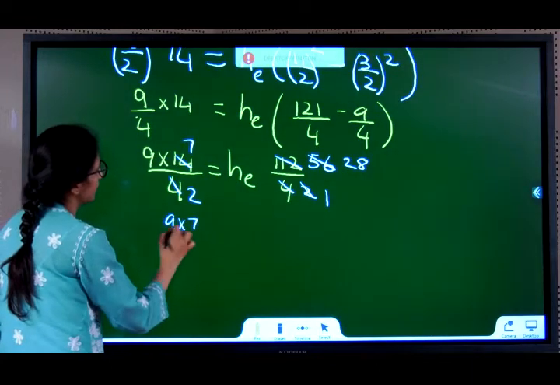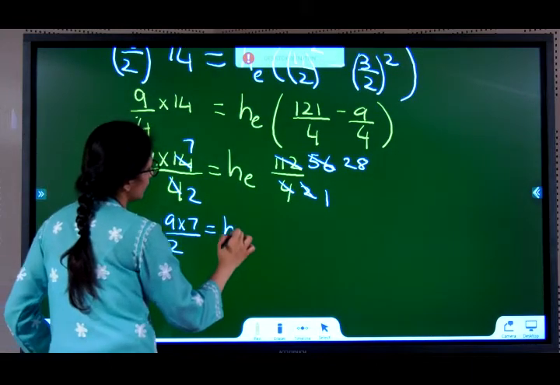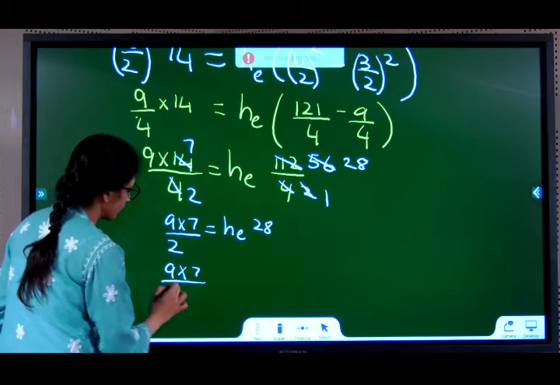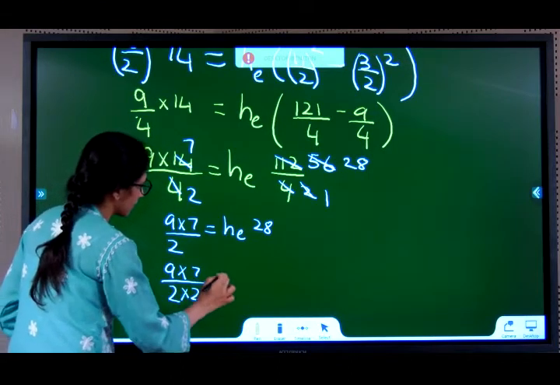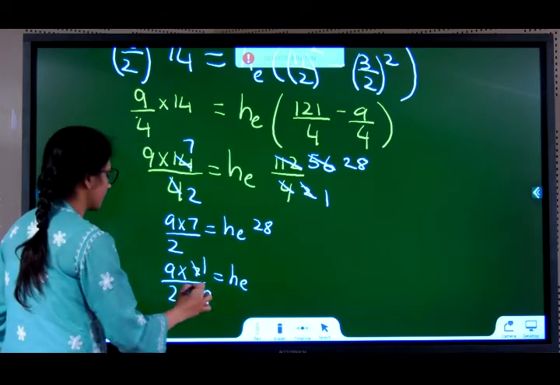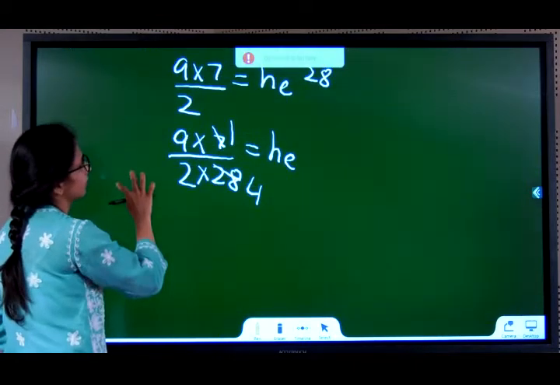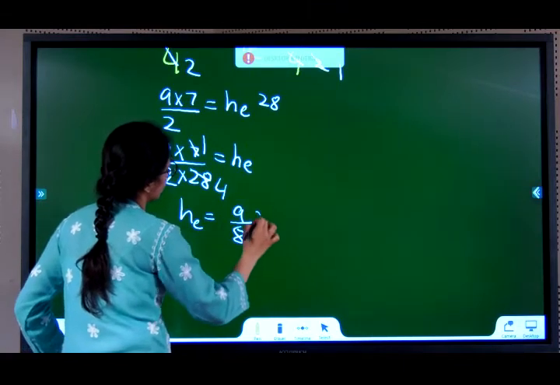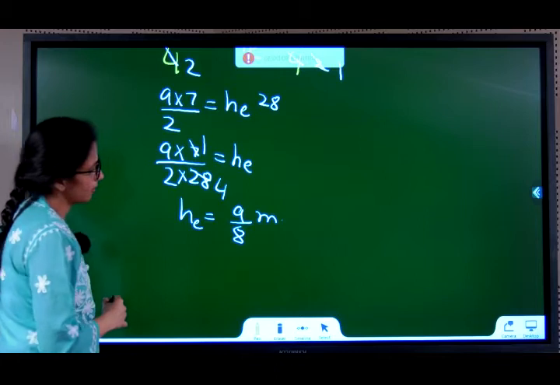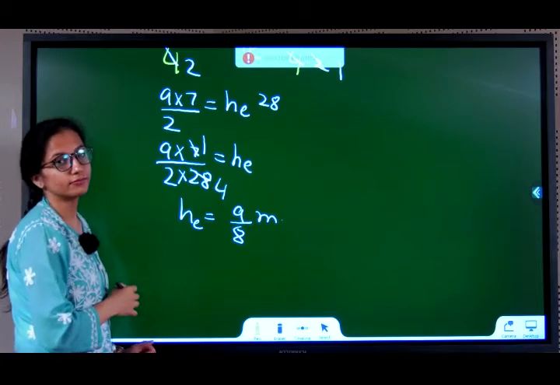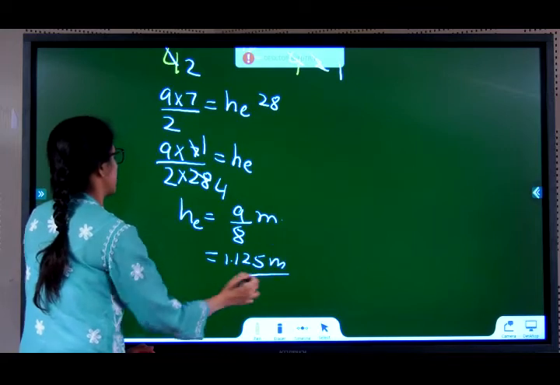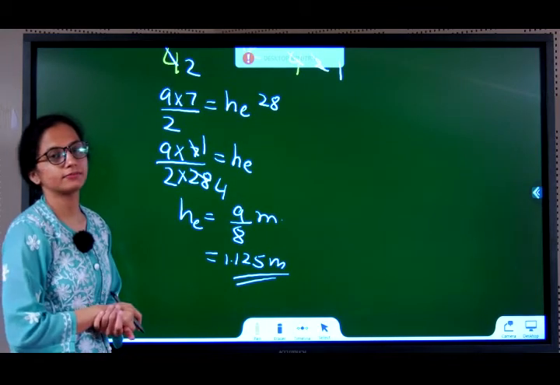9 into 7 by 2 is equal to h into 28. 28 comes down. 9 into 7 by 2 into 28 is equal to h. 7 1s are 7, 4s are 28. h is equal to 9 by 8 meters. In decimal, how much will you get? 1.125 meters is the height of the embankment.